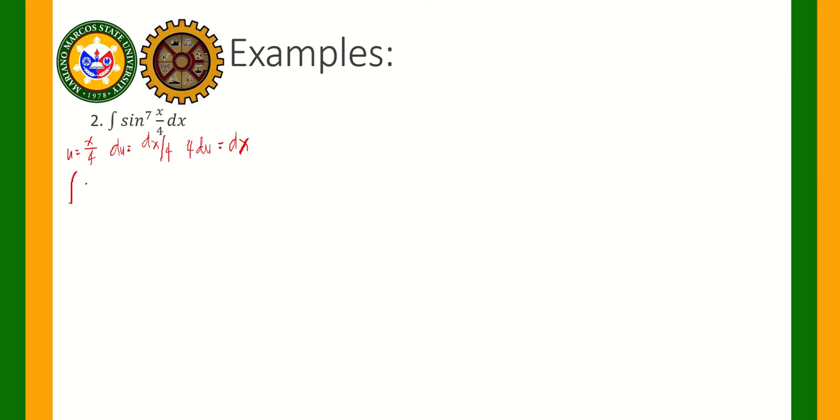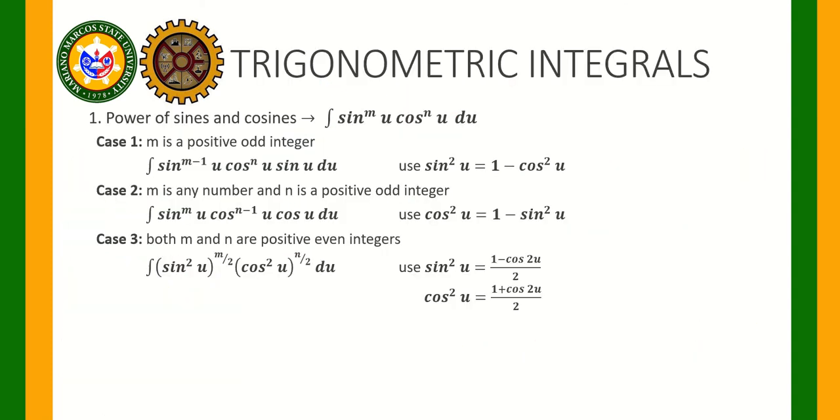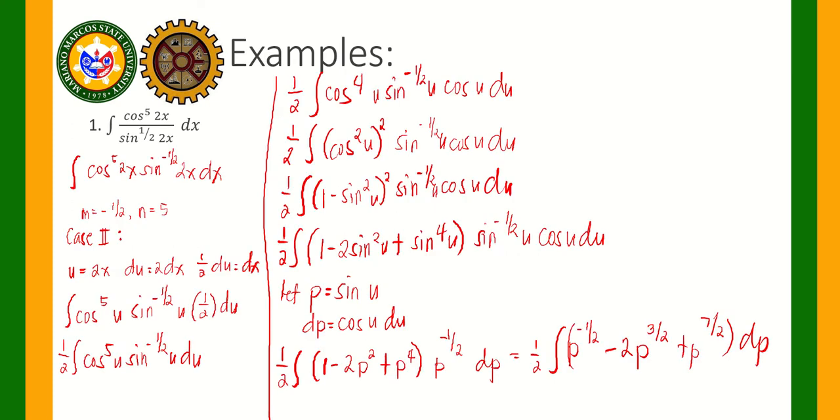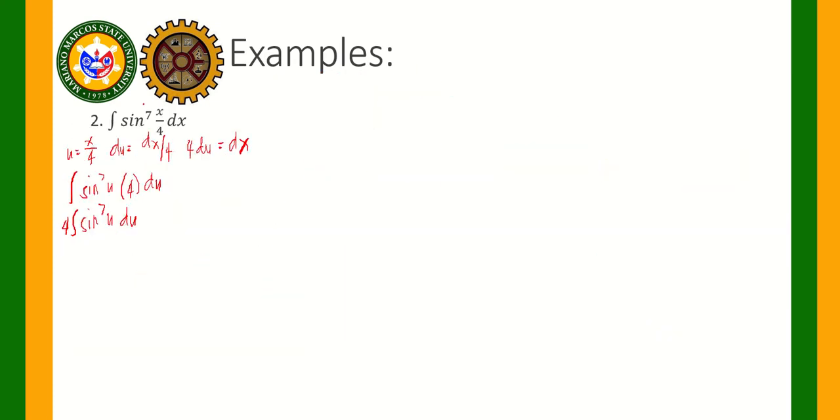So, we rewrite our equation. This will be equal to sine raised to 7 of u times 4 du, and then we isolate the constant, so we will be left with sine raised to 7 of u du. So what case will we be using? According to our cases, if m is a positive odd integer and n is any number, where m is the exponent of sine, and 7 is a positive odd integer, we use case 1 for this problem.